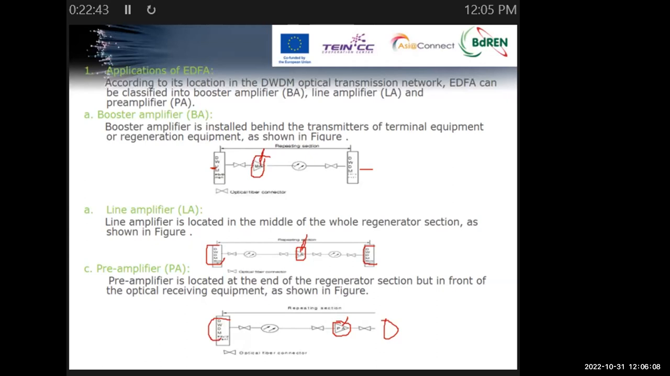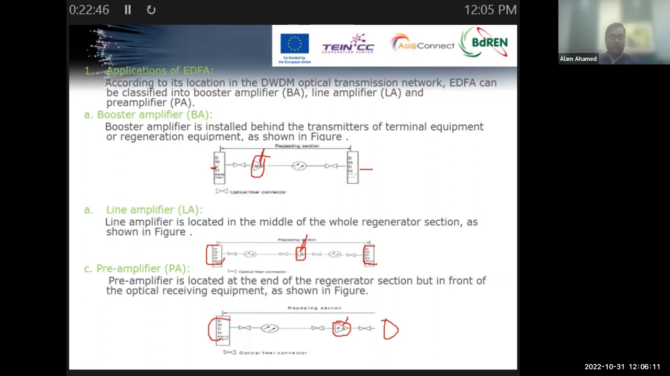Okay. PA amplifier is used, you know, not for just one channel; 80 channels or 40 channels are used in the transmission system. PA is used at the receiving end, when we can see the receiving power is low. That time we use the PA system, and the LA system is mainly the ULA system. In our network, the ULA system is the LA system, and the BA system is used when we are sending power into the link. That time we use the booster system.